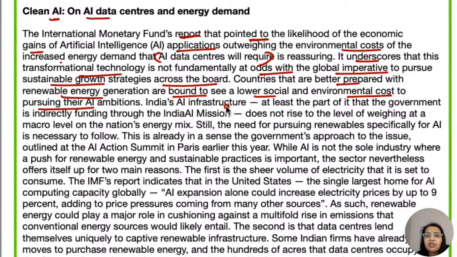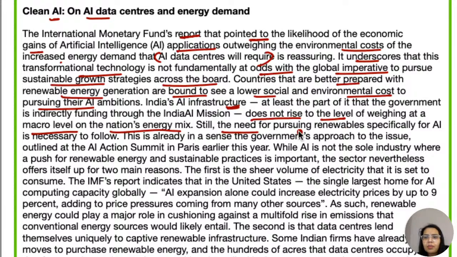India's AI infrastructure, at least the part of it that the government is indirectly funding through the India AI Mission, does not rise to the level. Here the talk is now about India's infrastructure, that our India AI infra does not rise to the level of weighing at a macro level on the nation's energy mix. Energy mix, why? Because we follow both non-renewable and renewable energy generation patterns.